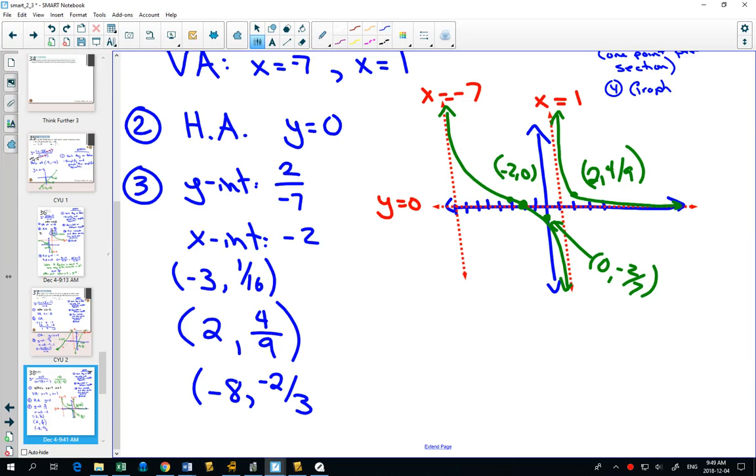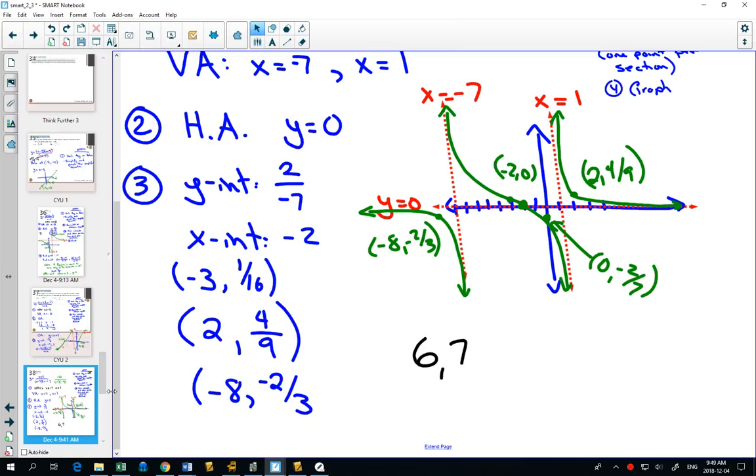So I can plug that point in, (-8, -2/3), which makes my graph look like this. All right, questions for practice on this one are 6 and 7.